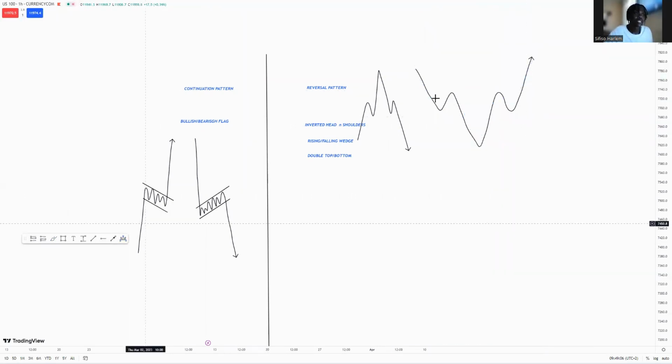Same thing with the uptrend, same thing with the head and shoulders, but now this is different, right? Because you're having a what? An inverted head and shoulders, and we're having a head and shoulders. It's just the same thing, but in a different way, right?